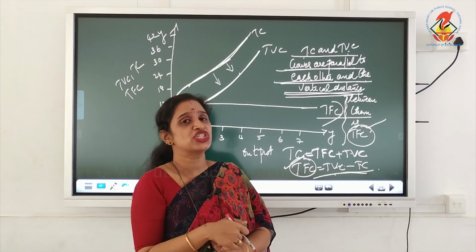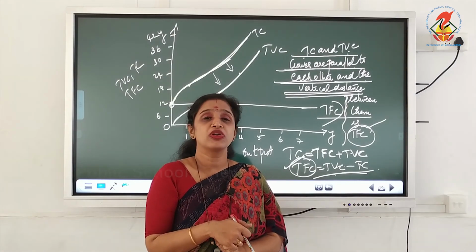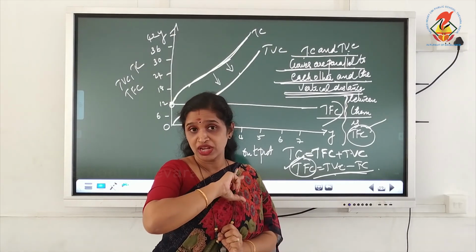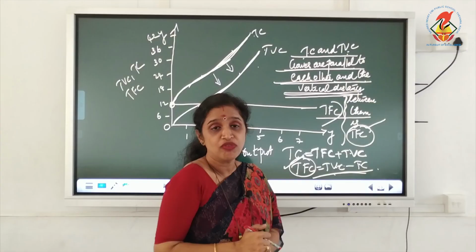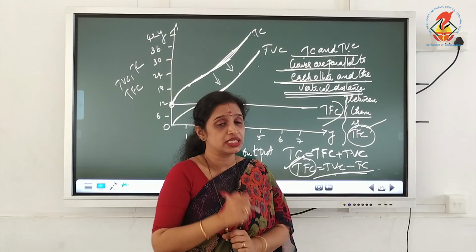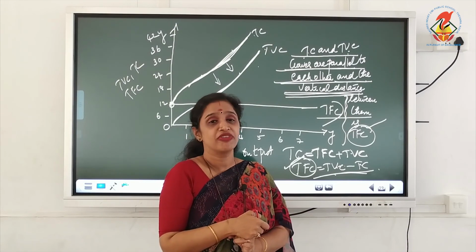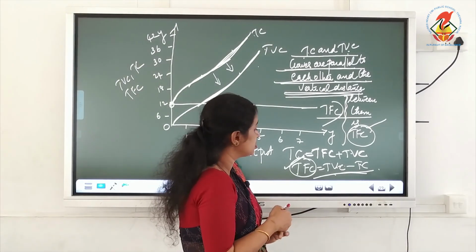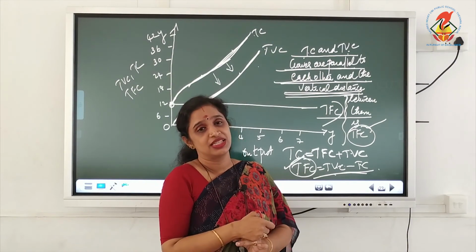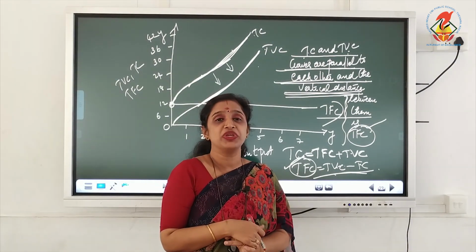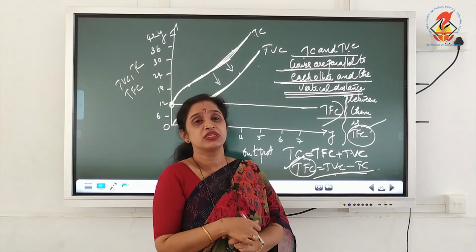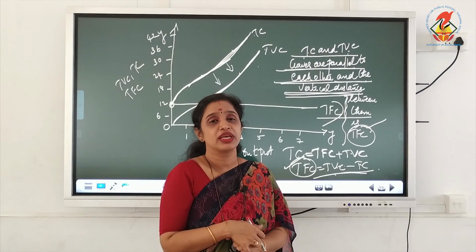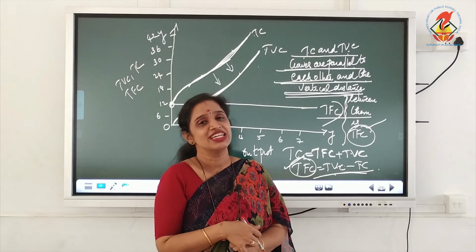Regarding the relationship between total fixed cost, total variable cost and total cost: both total variable cost and total cost are parallel to each other, and the vertical distance between these two is Tfc. How will you prove that? With the equation Tc is equal to Tfc plus Tvc. From that, Tfc is equal to Tc minus Tvc. That is why we say the vertical distance between the Tvc and Tc is Tfc. I hope it is very clear to you. Learn the tables, the values, and learn how to draw the diagram. Thank you.